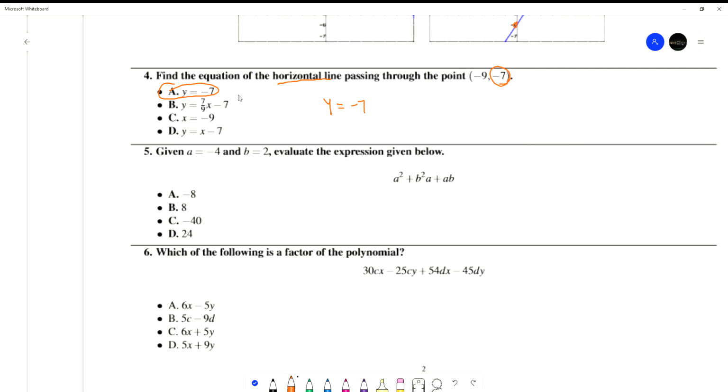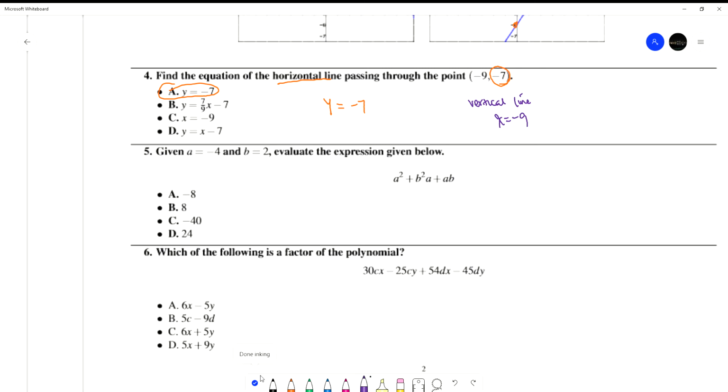Can anyone tell me off the top of their heads? Or really quickly, it should be anyone. You could type it in chat. No one remembers? It's the vertical line passing through the x coordinate. So if it was asking for a vertical line, it would be x is equal to negative 9. Okay? Alright, well, let's continue here.